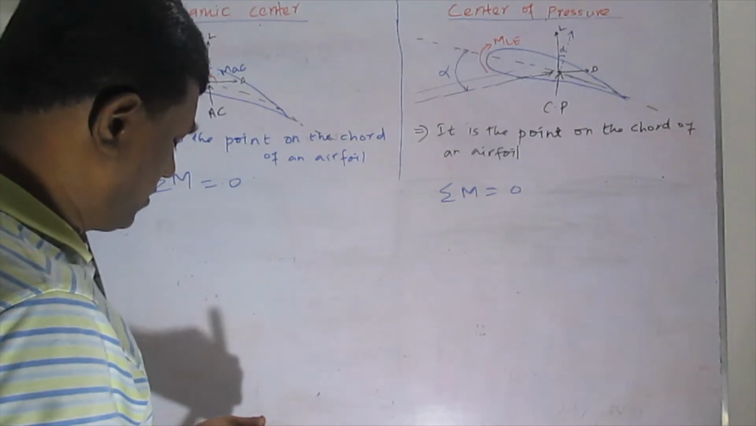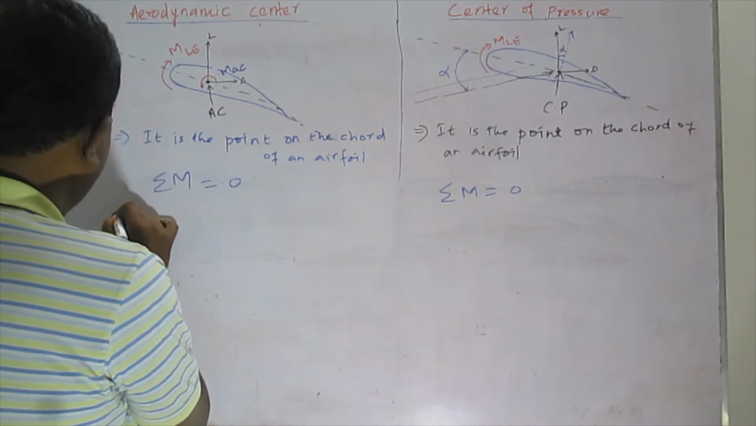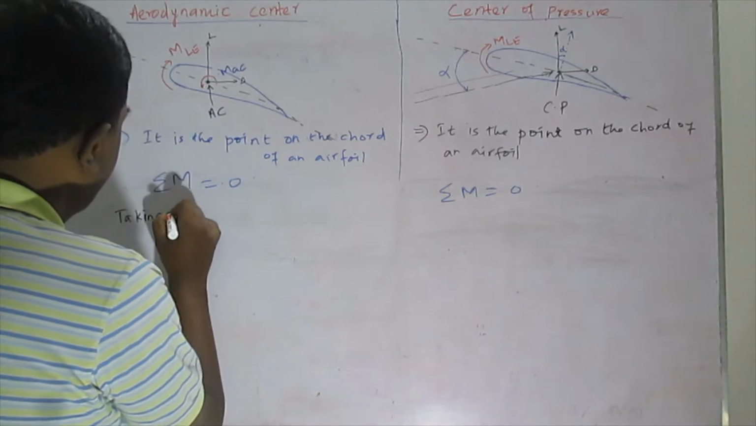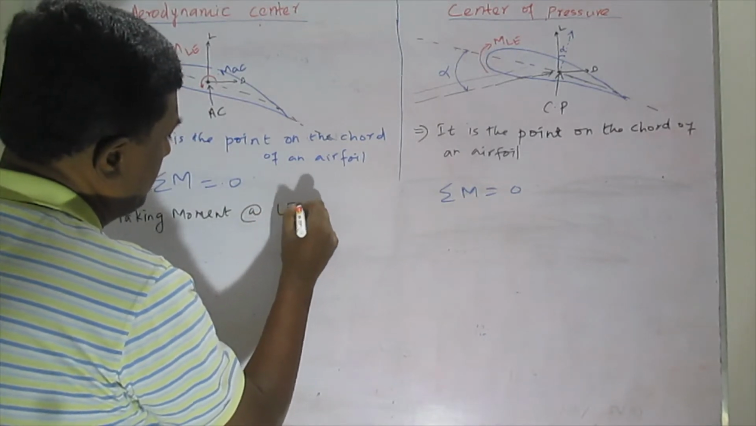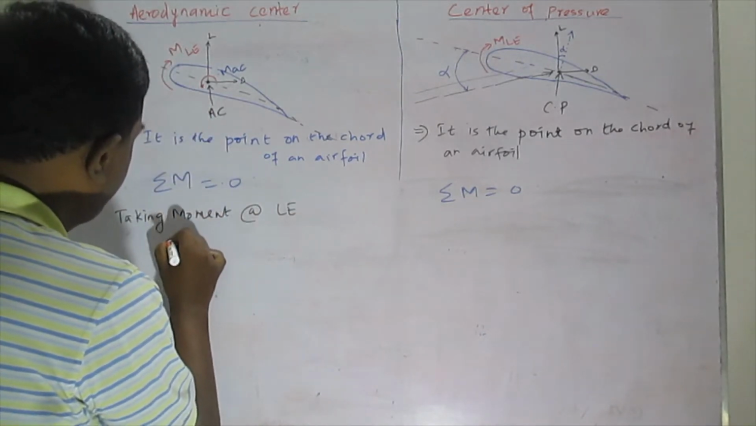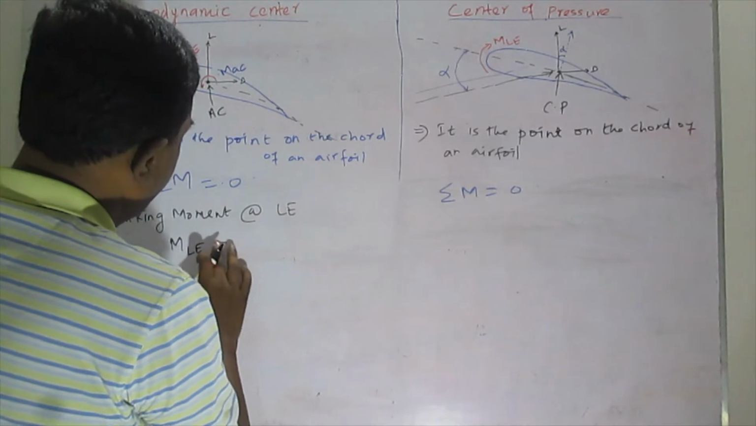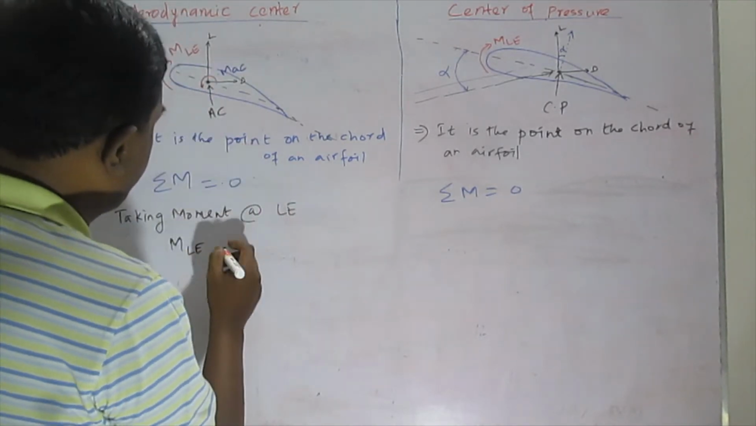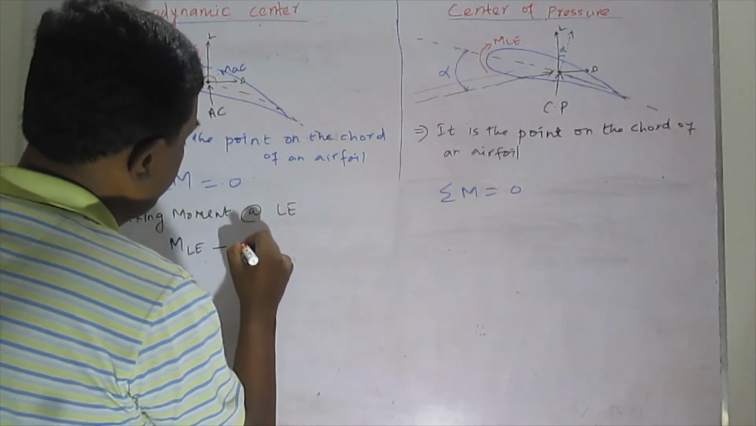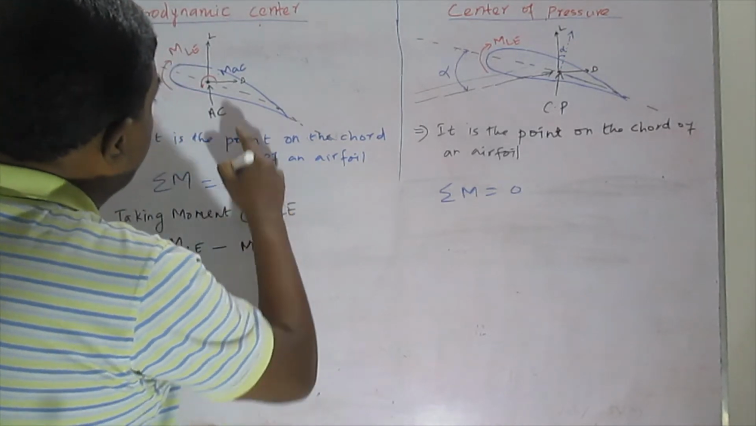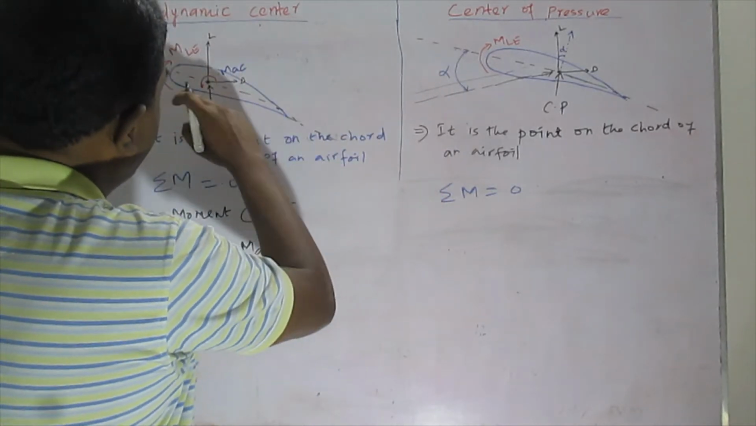Let's write the summation of the moment. So moment about leading edge, taking moment about leading edge, so moment about leading edge equal to, this is clockwise positive, then this MAC is negative, anti-clockwise, so MAC, then minus, due to this aerodynamic force there will be a moment.